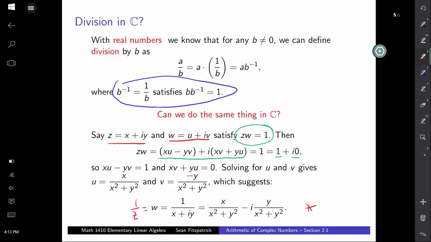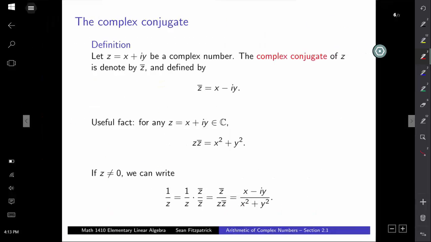Well, that doesn't seem like a very pleasant thing to try and memorize, and we certainly don't want to have to go through these steps every time to come up with it. So is there an easier way? Is there a simpler way to come up with this? Well, fortunately there is. You have to introduce a new gadget called the complex conjugate.